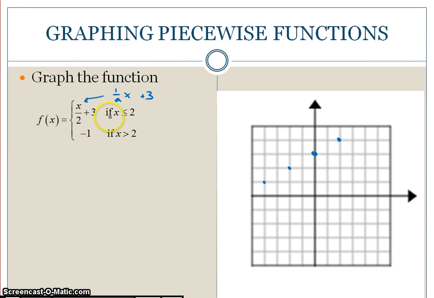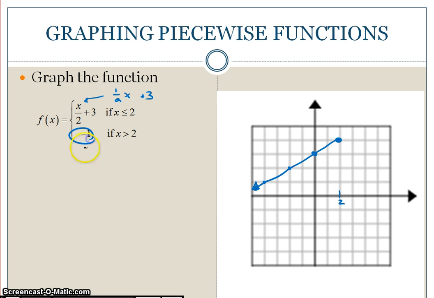And we're only going to graph it when x is less than or equal to 2. So here's my x value of 2. I'm only going to graph it to the left of 2. So I'm not going to continue going right. I'm going to go left. And it's less than or equal to 2, so it's a closed circle here. And I'm only going to graph it to the left of x equals 2. So I have that line.